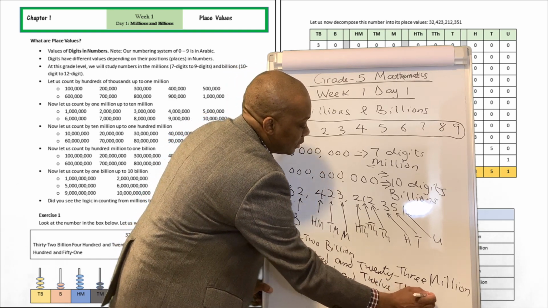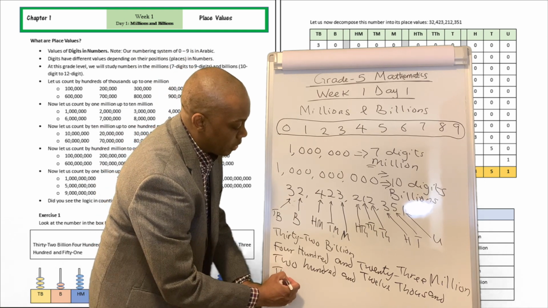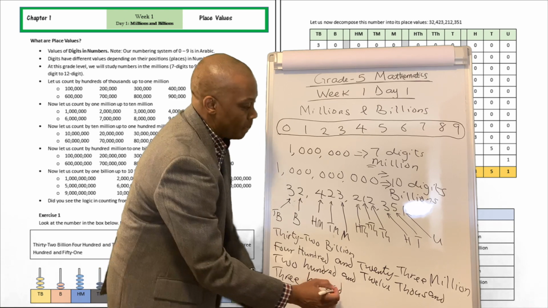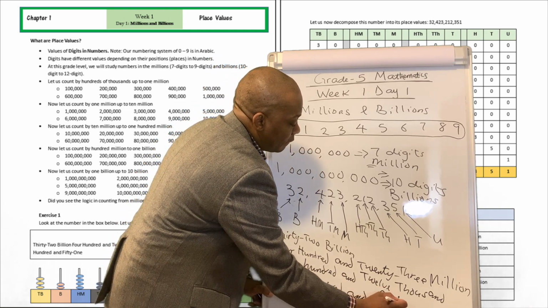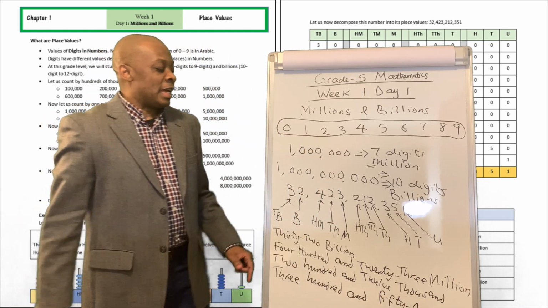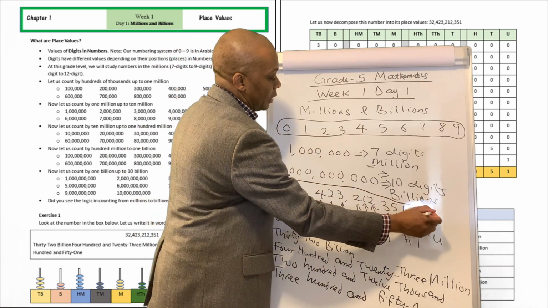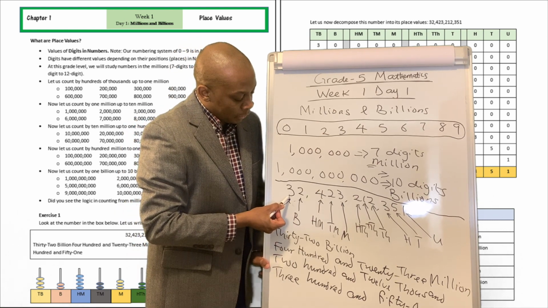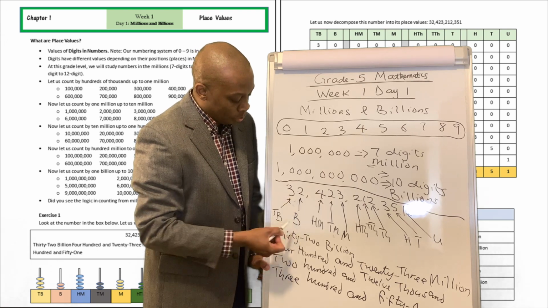212,000. Okay. Then 351. All right, so that's how to spell this number out in words. Okay, so this is how we're going to spell this number out in words right now. We can see this is going to be 32 billion.